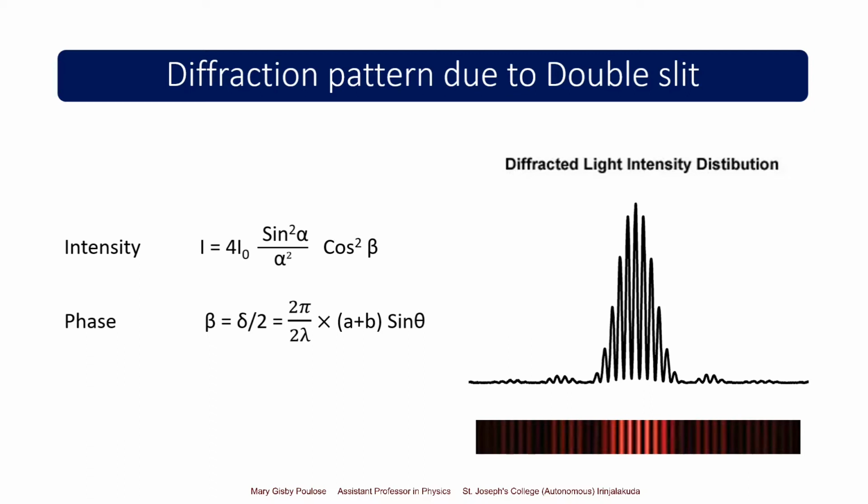On the right side, we can see the intensity distribution of the diffracted light due to a double slit. Here, in the central bright maximum, a number of interference maximas and minimas have entered. So here the interference pattern has overlapped the diffraction pattern.